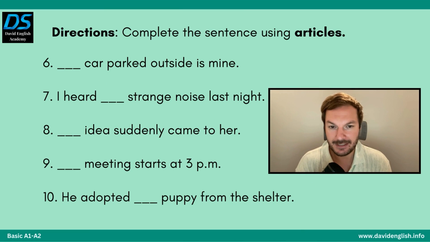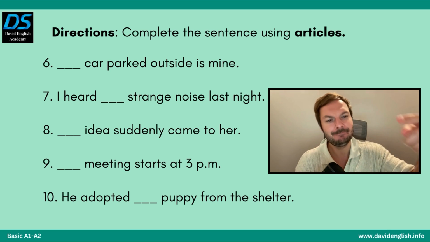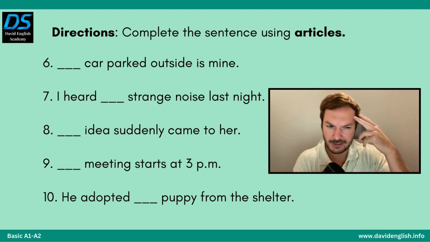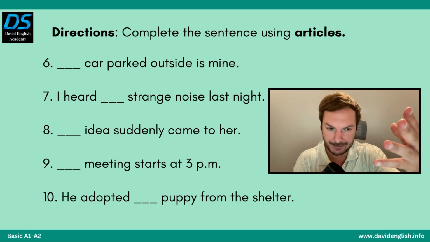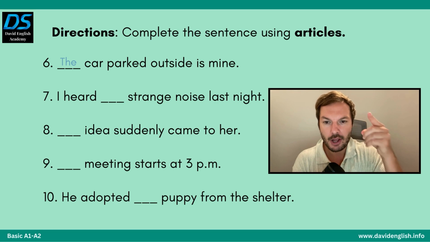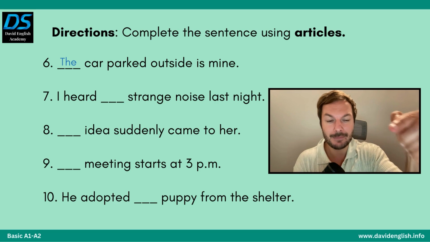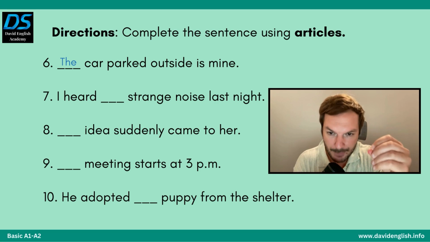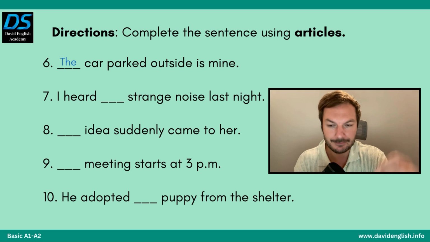Directions. Complete the sentence using articles a, an, and the. 6. The car parked outside is mine. Mine means it's familiar, it's specific. So I'm going to say, the car parked outside is mine.